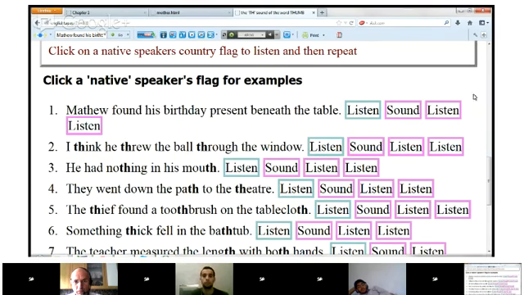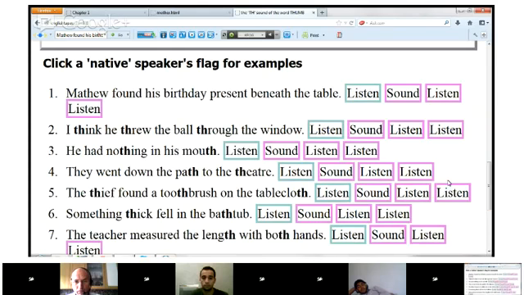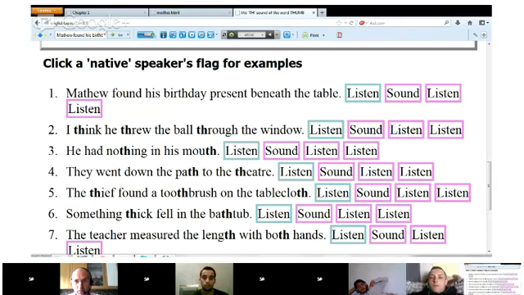So I'm going to keep that page open and we're going to go down the line, call your name, and please just read number 1. So I'll invite you to read one of these and then next person another one. So let's see how it goes. So Ahmed, number 1, please. Ahmed, can you read Matthew found his birthday present beneath the table? Matthew found his birthday present beneath the table. Yeah, beneath the table. Okay, good.